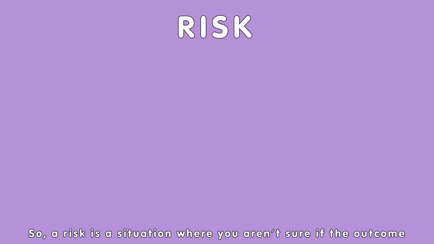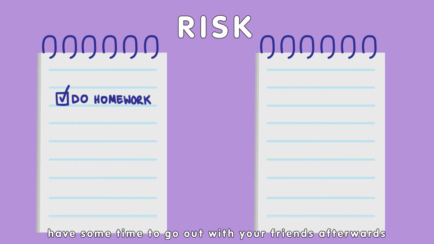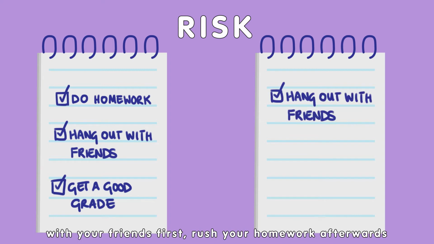So a risk is a situation where you aren't sure if the outcome of it will be really good or really bad. An example of a risk could be whether or not to do your homework. On one side of the coin, you could do it early, have some time to go out with your friends afterwards and get a really good grade. On the other side, you could go out with your friends first, rush your homework afterwards and get a really bad grade.